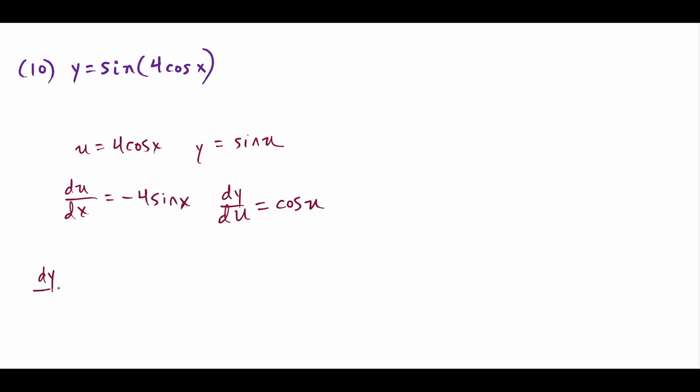So then we have dy dx is the product of du dx and dy du. That gives us negative 4 sine x times cosine of u. But this, if we make the substitution, is negative 4 sine x cosine, and I'll put parentheses here because we're going to be plugging in a bigger term, u is equal to 4 cosine x. So here is our derivative, and this is our solution to the last question.